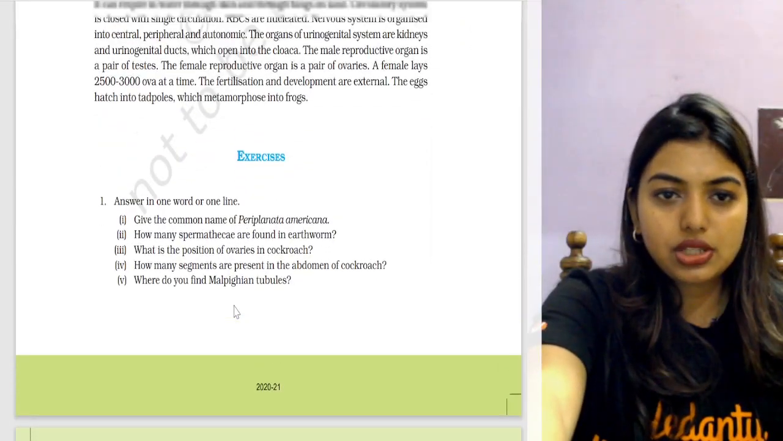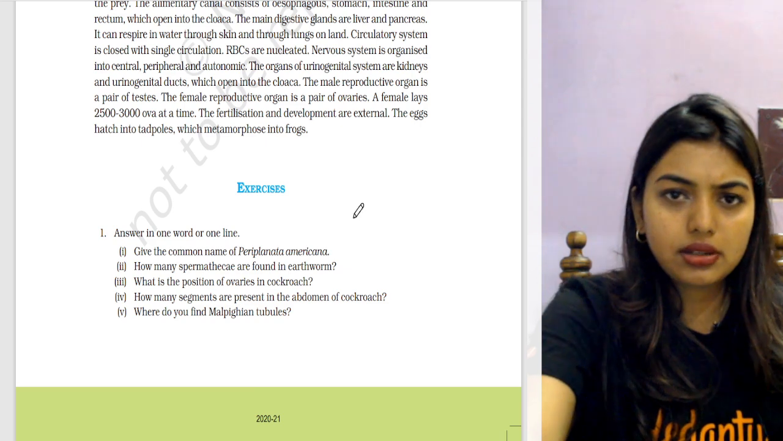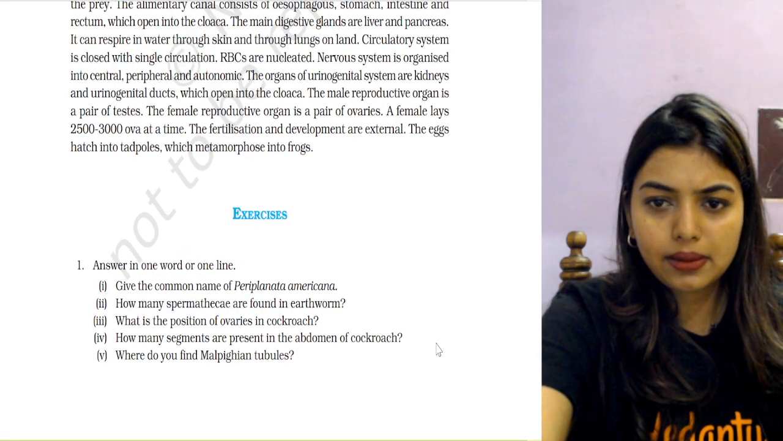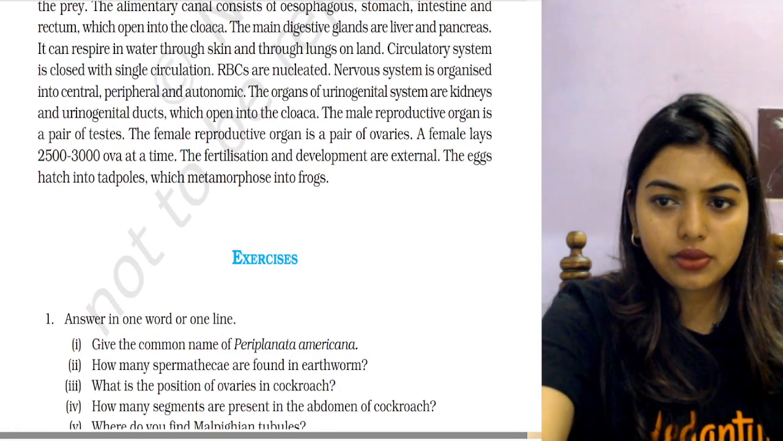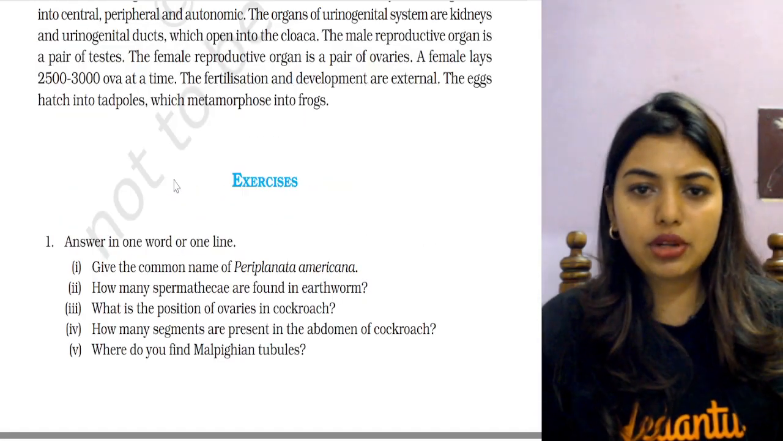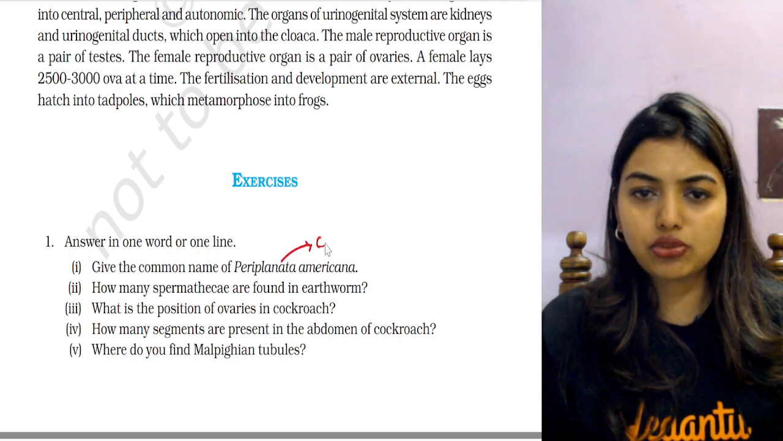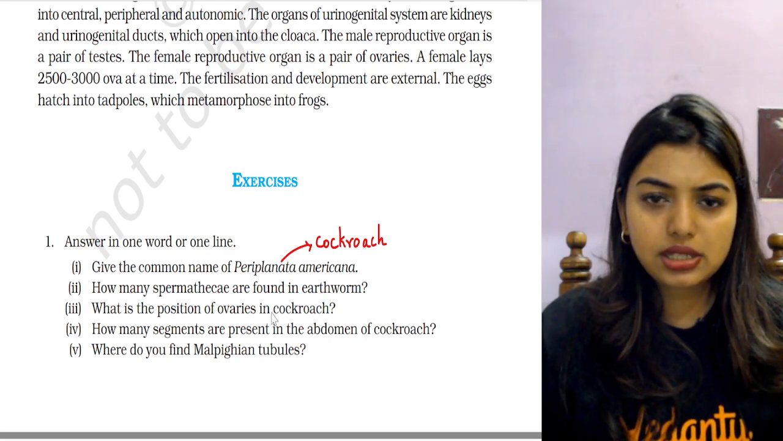Now students, here you see the question. I'm just going to check if it's visible. Yeah, it's visible now. Okay, so now we go here, you see the questions. Answer in one word or one line. Give the common name of Periplaneta americana. It is your cockroach. Okay, cockroach. Got it?